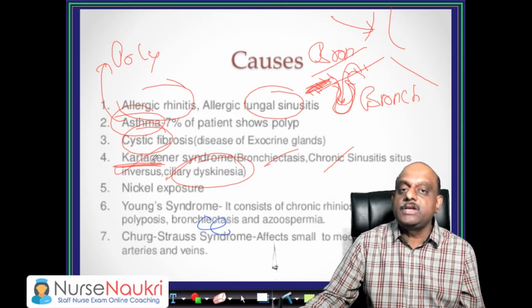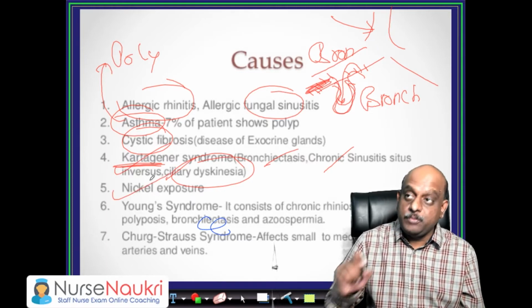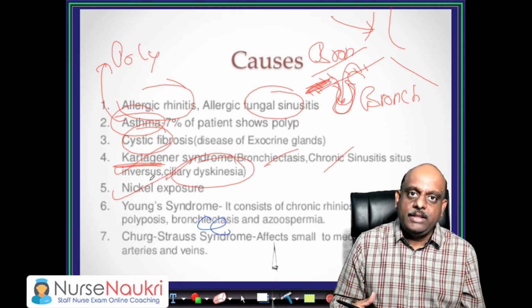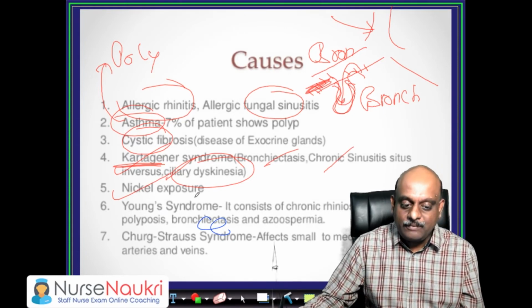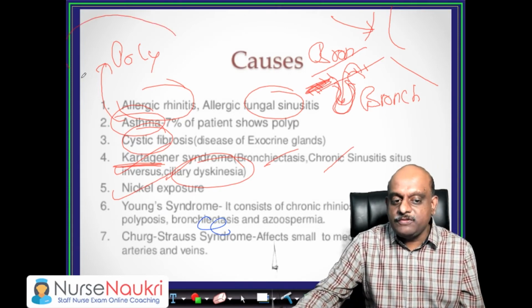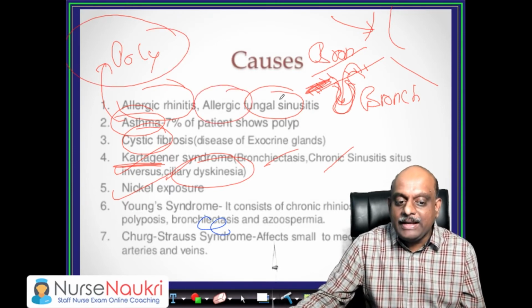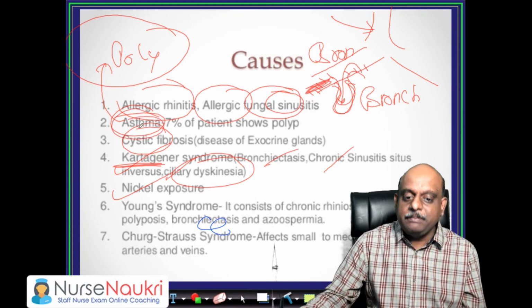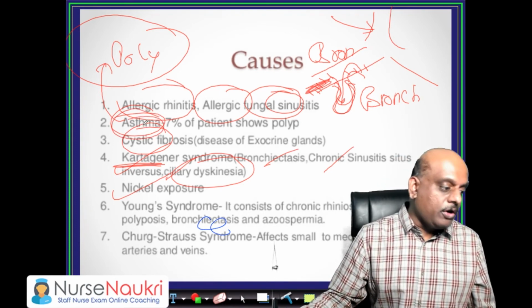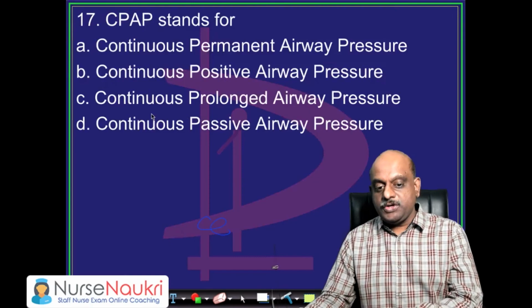So Kartagener syndrome, and also exposure to nickel, a lot of times in the ornaments, nickel is there. So there are all the various causes for the development of the polyps. Mainly you should remember allergic sinusitis, asthma patients have a tendency to form the nasal polyps is what you should basically remember.